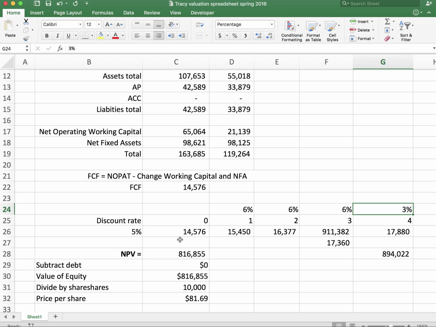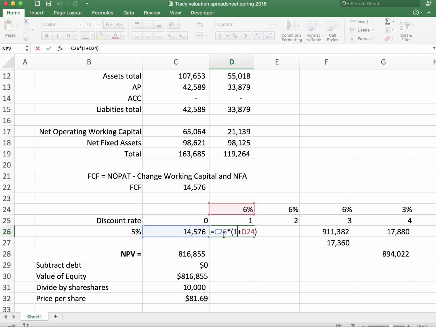We get basically the level of inflation going forward. So the easy calculation here is we simply take C22 into this cell, and then the next cell in D26 is simply C26 times 1 plus the increase in the cash flow.